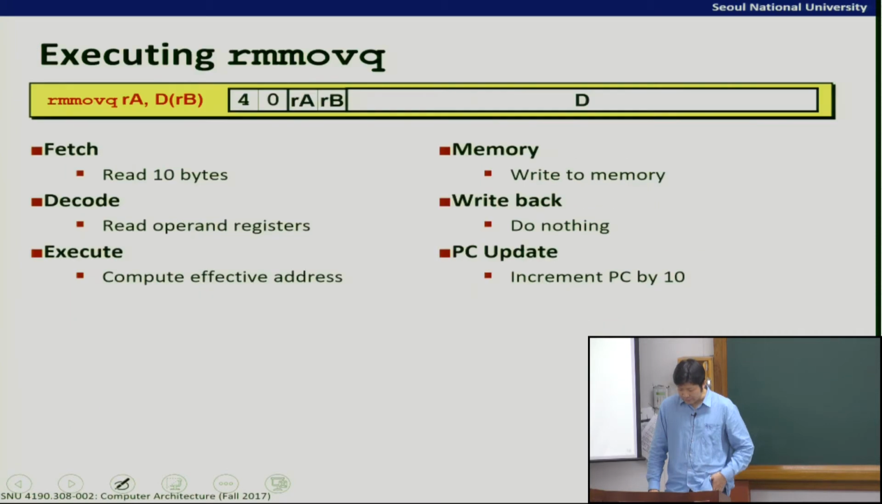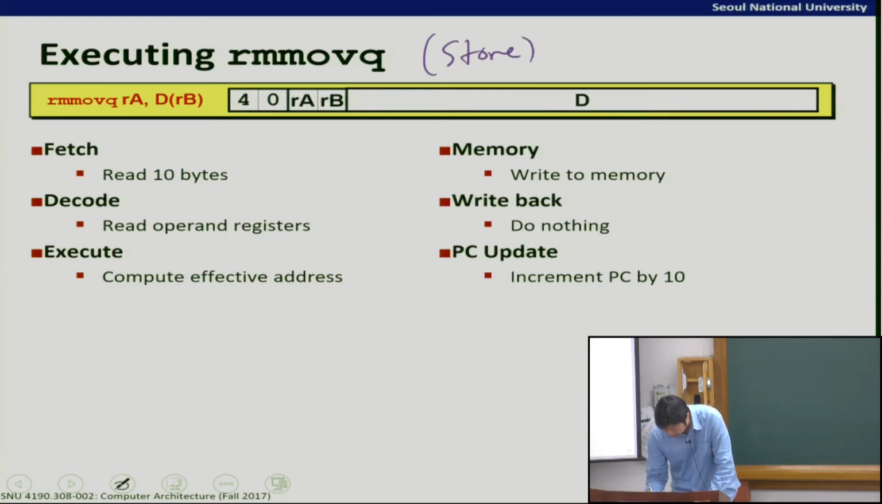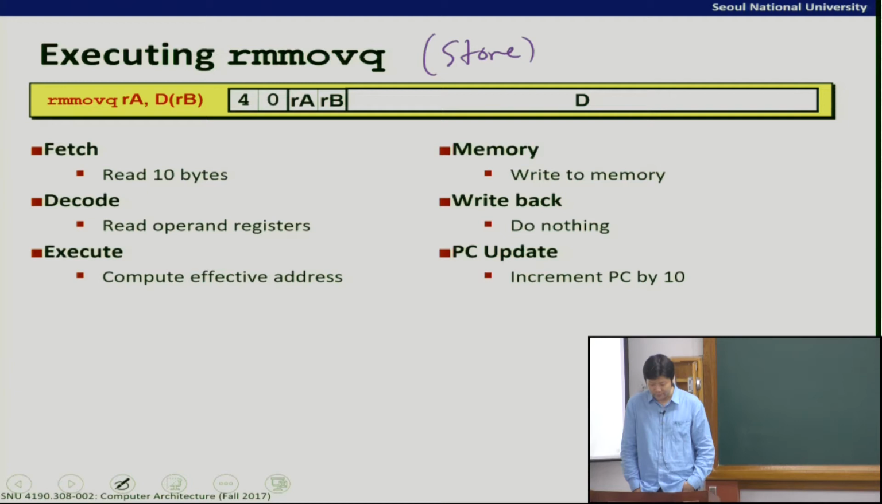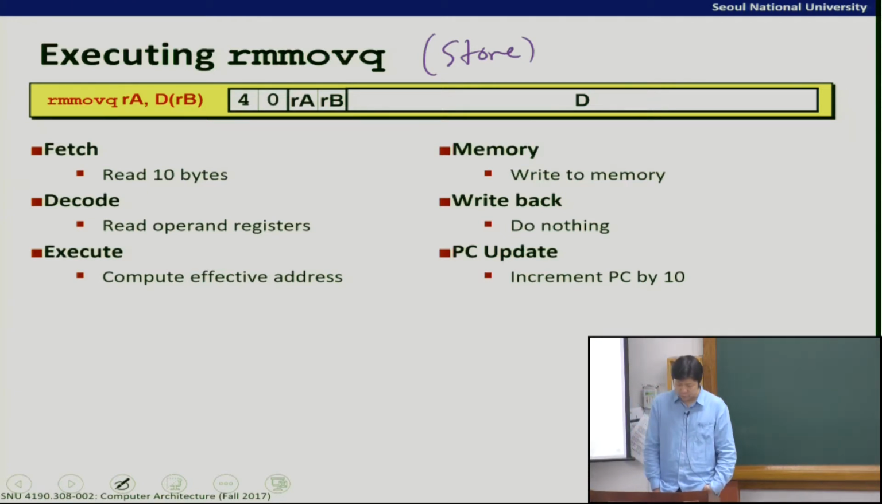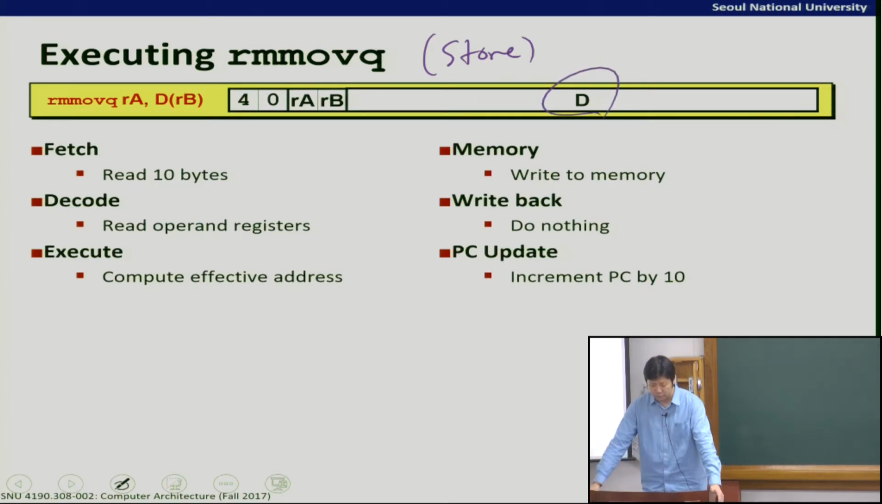So let's take a look at another example here. Executing rmmovq. So rmmovq is store, right? This is a store instruction because we copy the value from register to memory. If you want to execute this instruction, first fetch 10 bytes because it requires 2 registers as well as the displacement, which is an 8-byte constant here. You fetch 10 bytes and decode because we need 2 registers. We first read registers RA and RB.